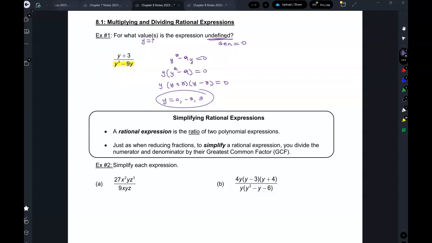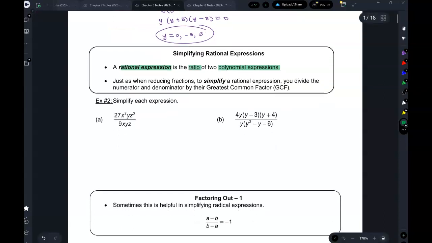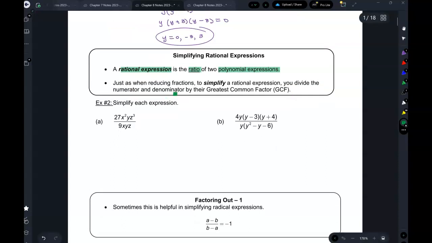So how do we simplify rational expressions? Basically, a rational expression is the ratio of two polynomial expressions. So something in the numerator, something in the denominator. Just like when you're reducing fractions, to simplify a rational expression, you have to divide the numerator and the denominator by the GCF. Okay, so let's take a look at this first one. When you have this, you always want to deal with the numbers separately, then each of the variables separately.